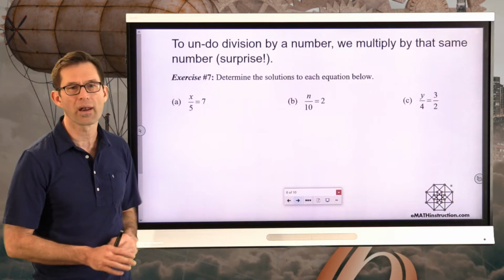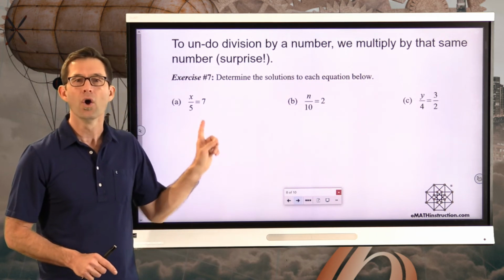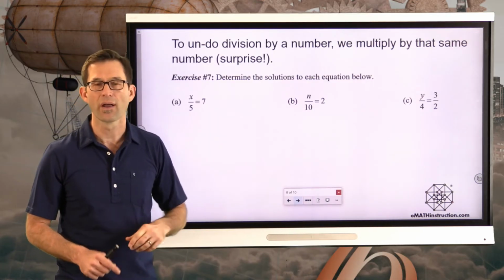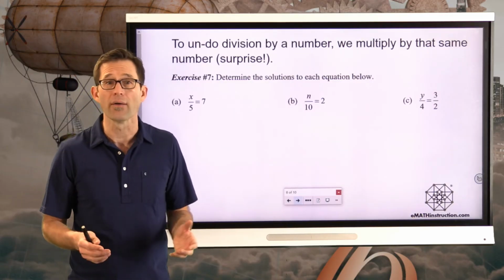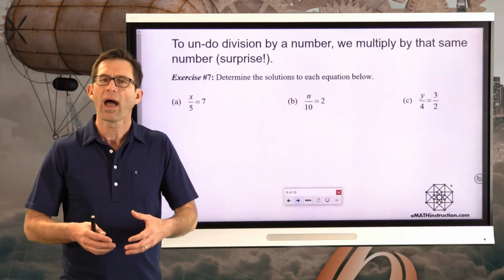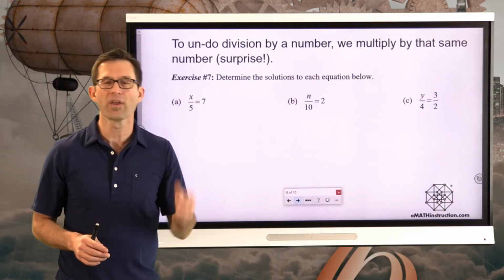All right, so let's talk about A a little bit, and then we'll get at the general method. At the end of the day, in A, we are looking for a number that when we divide it by 5 gives us 7. You should be able to just figure out what that number is in your head. It's 35. 35 divided by 5 is equal to 7. But how can we really get that without having to just think about it?